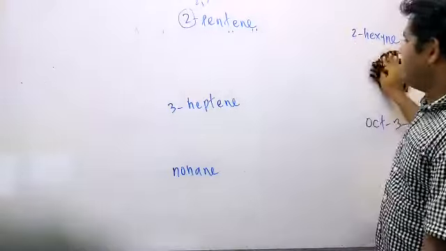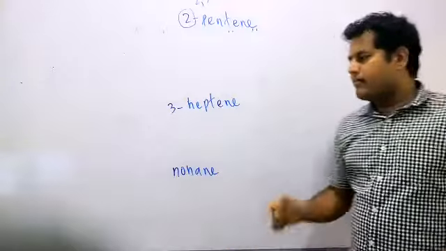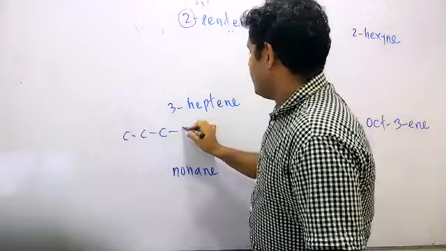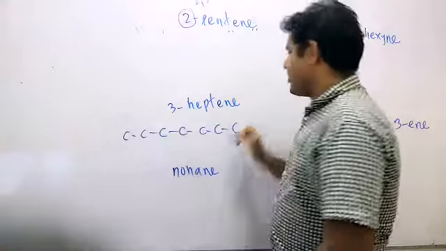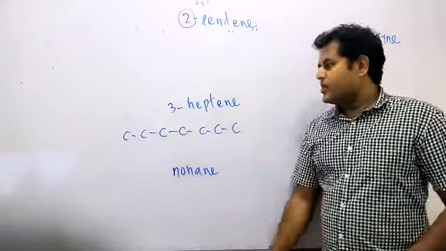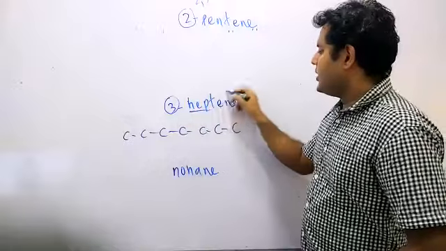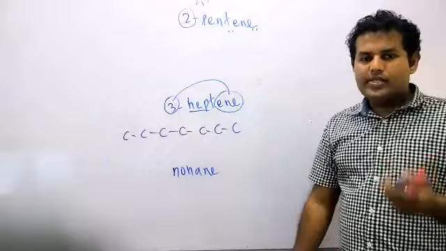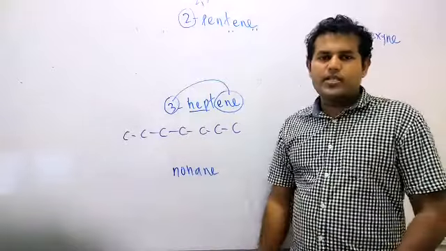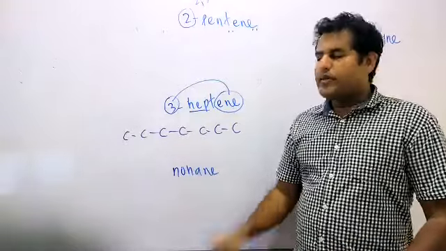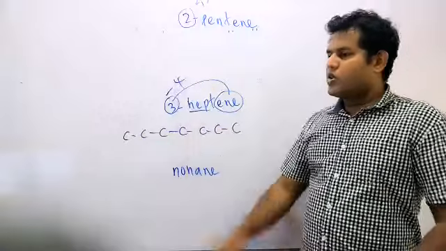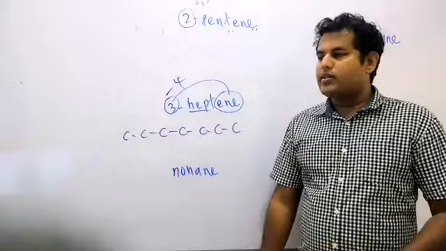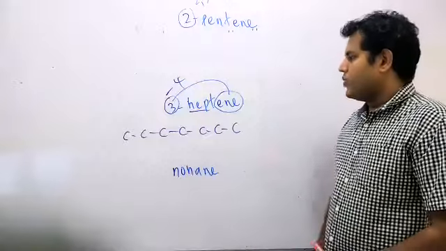It's 2-pentene we discussed. What about 3-heptene? Let's draw it soon. 3-heptene: 1, 2, 3, 4, 5, 6, 7. So that is 3-heptene. Ene means a double bond. So where is the double bond? 3 means the lowest number, so the next number will be 4. So you should obtain 3 and 4. Between 3 and 4, you have to obtain a double bond. That's what you have to do.